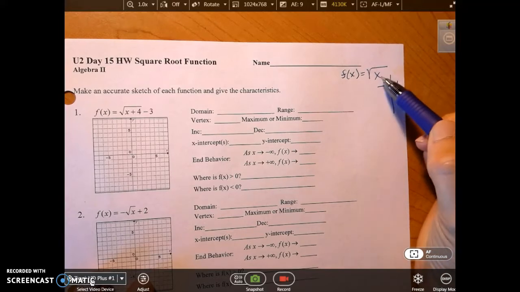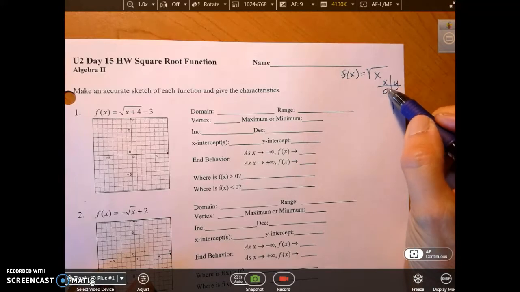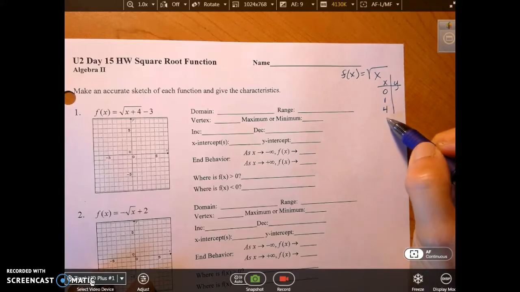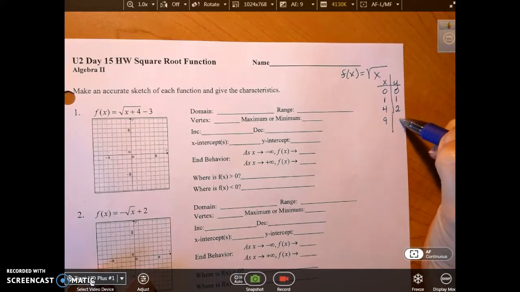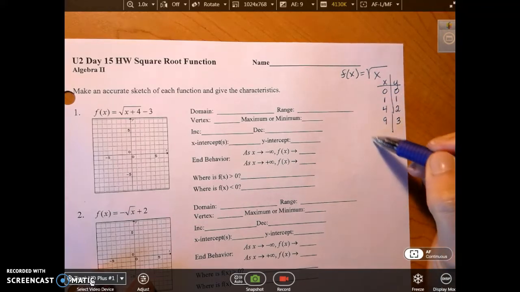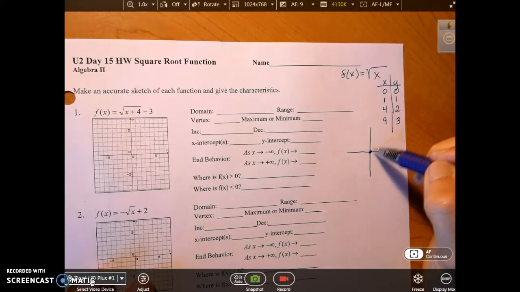So now if I'm going to take the square root of a number, it needs to be either 0 or positive. And I'm going to choose x values that are perfect squares. So I have a 0, I have a 1, I have a 4, I have a 9, and that should give me enough. So the square root of 0 is 0. The square root of 1 is 1, the square root of 4 is 2, and the square root of 9 is 3. So the parent function graph will start at 0, 0 at the origin.